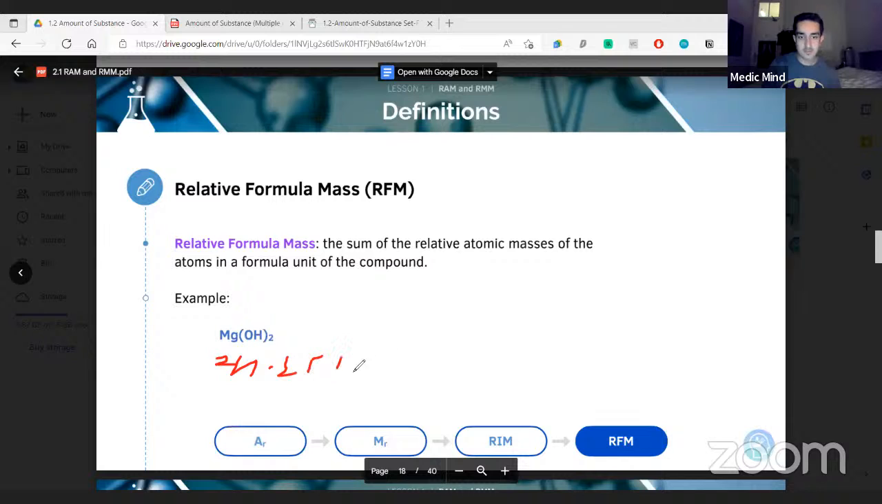Oxygen is 16, hydrogen is 1, but remember you have 2 of those, so you have times 2. So you have 24.5 plus 16 plus 1 times 2, so that's 17 times 2, which is 34. 24.5 plus 34 is 58.5, and that's your relative formula mass of magnesium hydroxide.